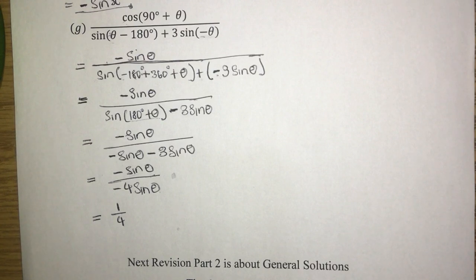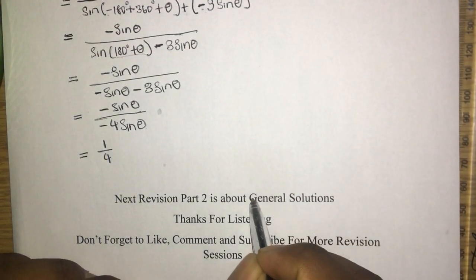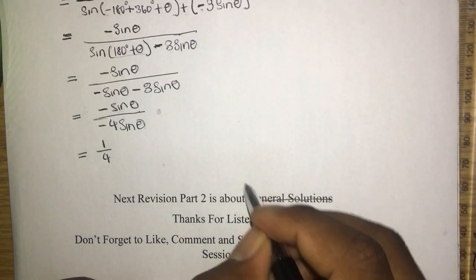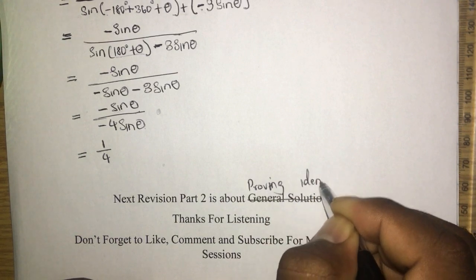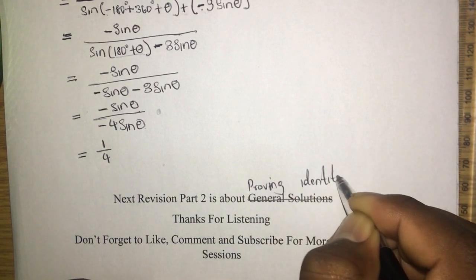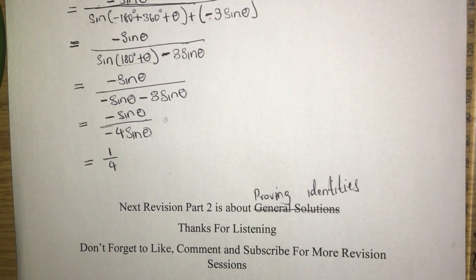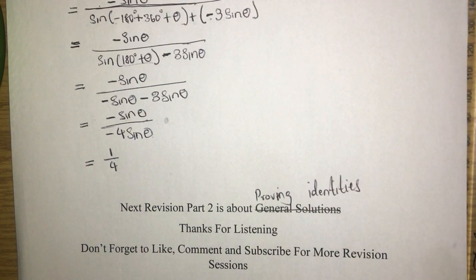So I will see you in the next lesson, where we will be proving the identities, not general solution. For now, I will trash that one. We will be proving the identities in the next lesson. So I will be drilling you with some revision on proving the identity. But for now, we have done the reduction. I hope you understand and I hope you enjoyed the lesson.